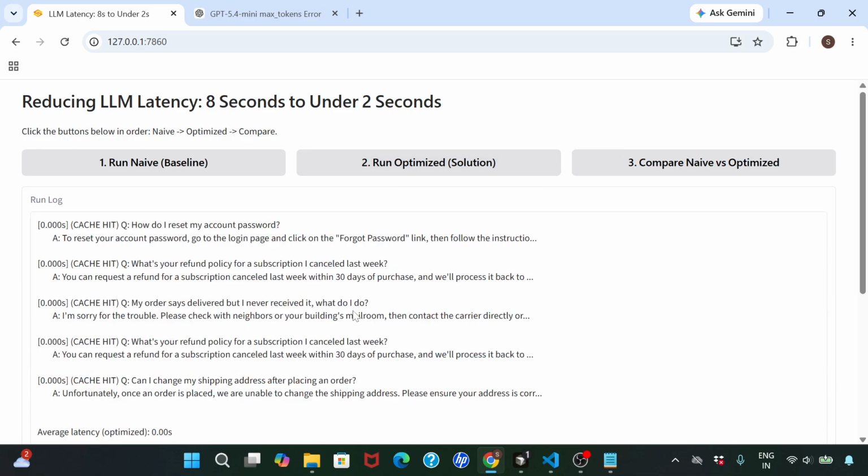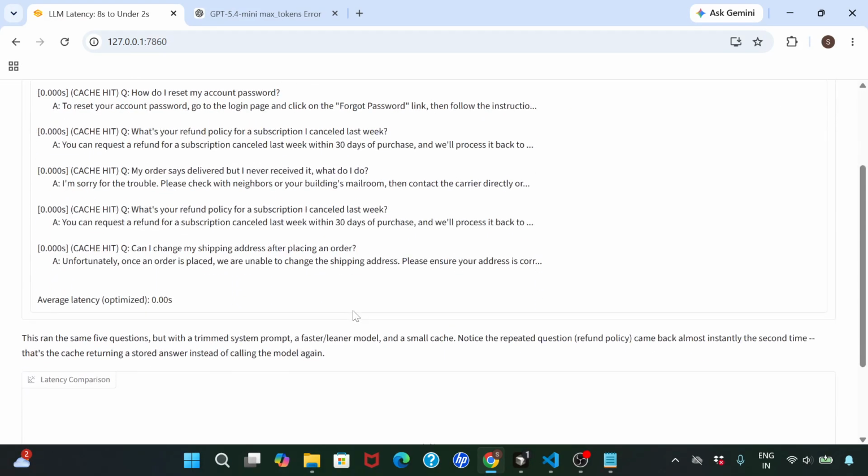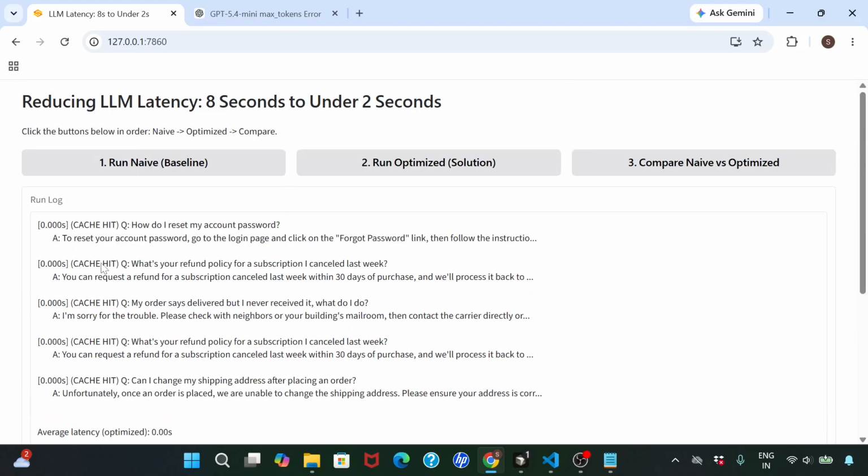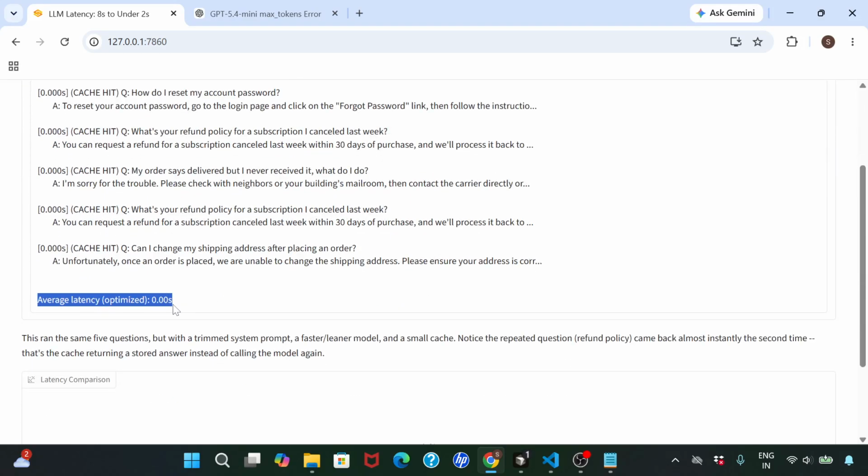So if I run the optimized one, you see here, I'm actually getting 0 seconds. Now, why did I get 0 seconds?